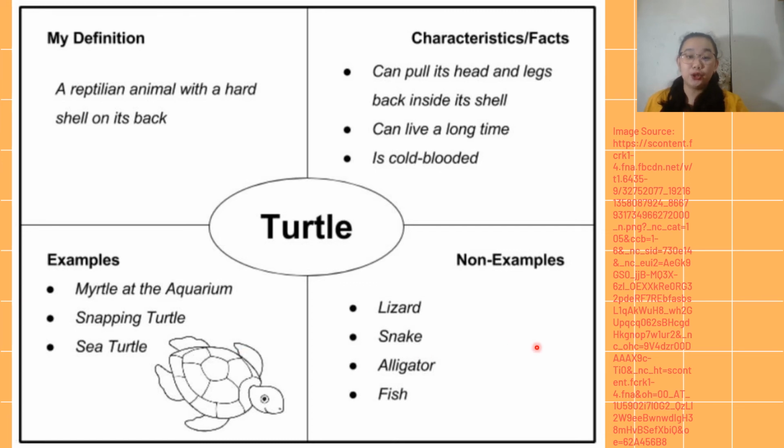In writing the non-examples, you should write the antonyms of the term or word that the teacher gave. That is, inappropriate applications or irrelevant illustrations that do not fit the characteristics.